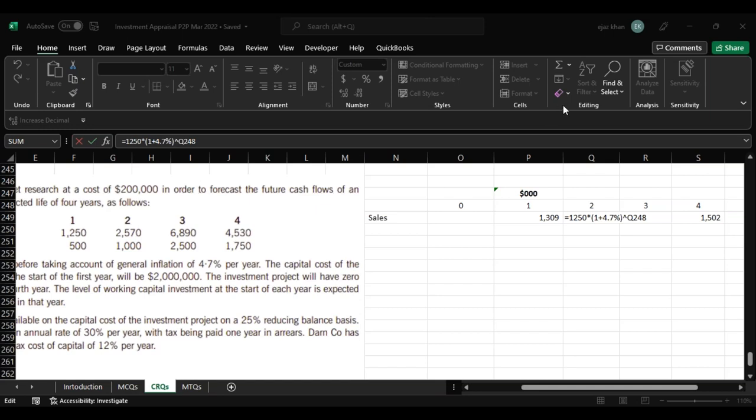The only figure that I need to change is the sales figure. That's it. No need to change the inflation rate because it is going to be the same, since I have linked the power with the cell. So no need to change that as well. Just need to change the revenue figure, and I have to use this second year revenue figure, 2570.